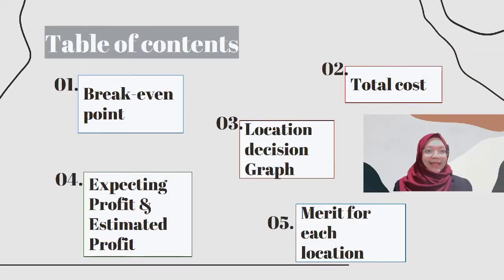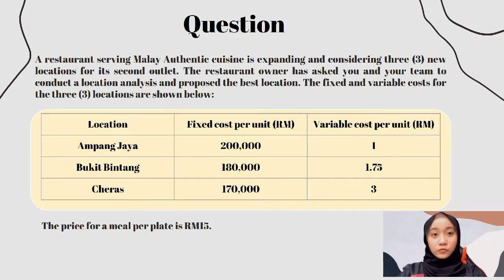So these are the contents that we will explain in this case study. For example, break-even point for each location, total cost, location decision, merit, and also profit. Question 1: we must find the break-even point for each location, which are Ampang Jaya, Bukit Bintang, and also Cheras.